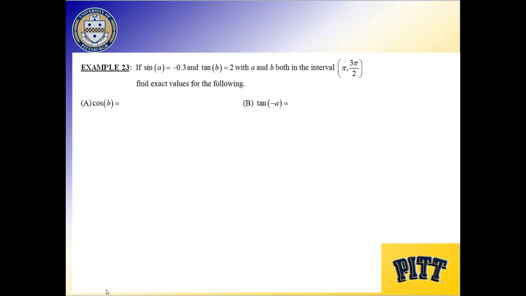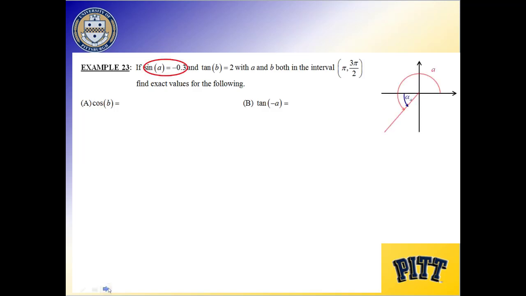Now, example 23 here. This one requires a lot of abstract thought. It's not an easy problem, but there's one like this on WebWork, and this is why I'm going through this. You're told that the sine of A equals negative 0.3 and that the tangent of B equals 2, with A and B both in the interval from pi to 3 pi over 2. So basically, angles A and B are in quadrant 3. We want to find the exact values for the following.